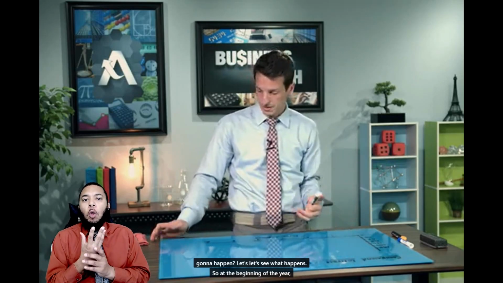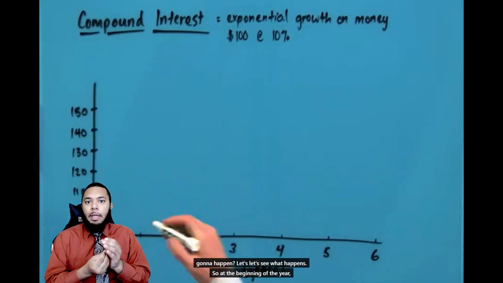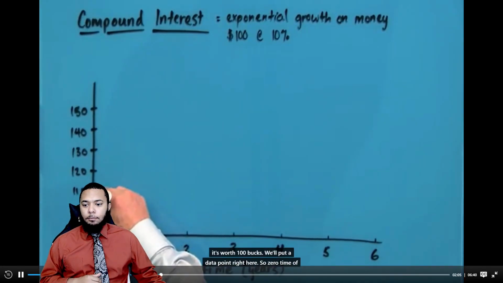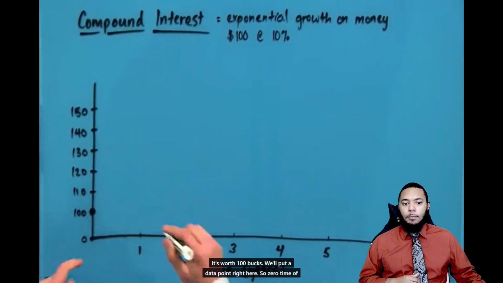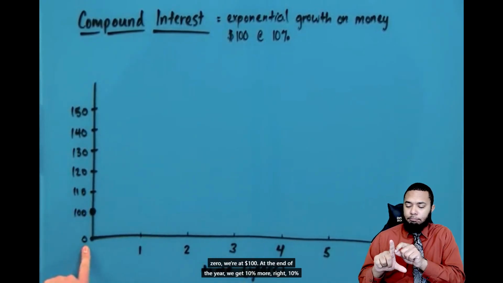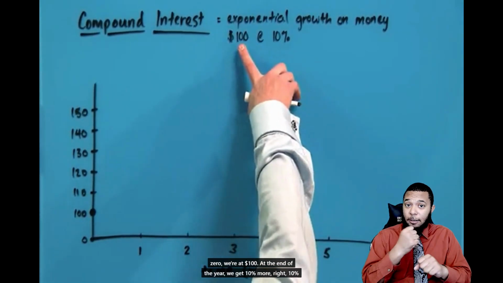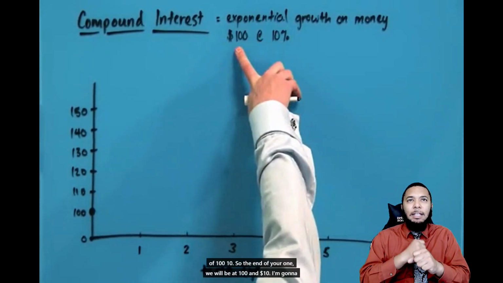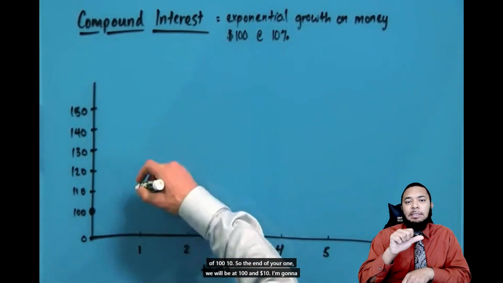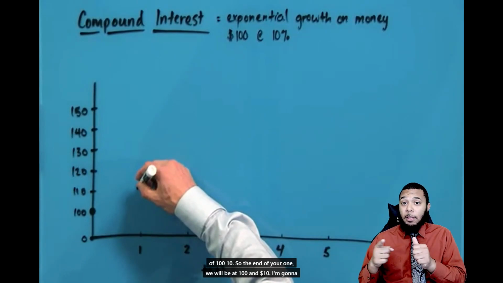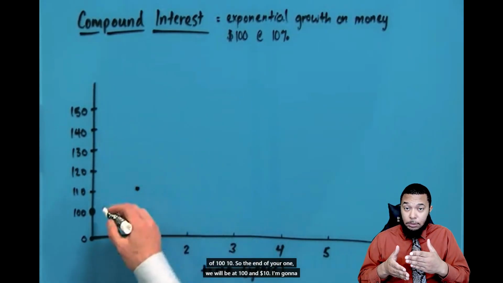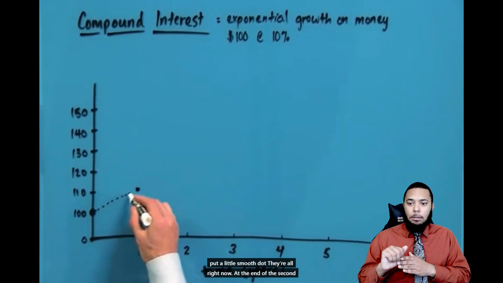And so what's going to happen? Let's see. At the beginning of the year, it's worth $100. So we'll put a data point right here. At time zero, we are at $100. At the end of the year, we get 10% more, right? 10% of 100 is 10. So at the end of year one, we will be at $110. So I'm going to put a little smooth dot there.